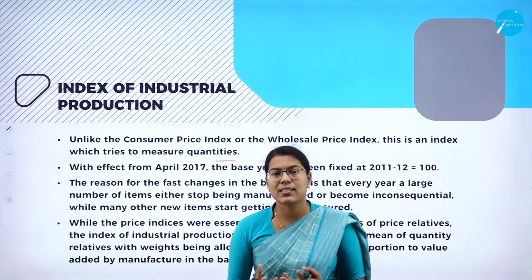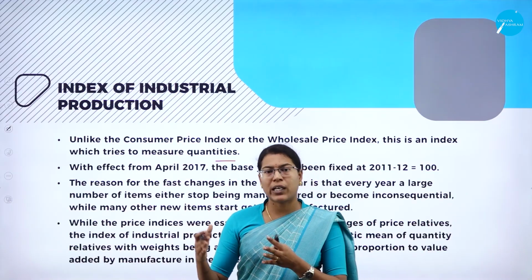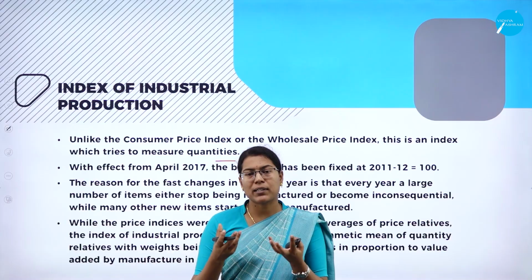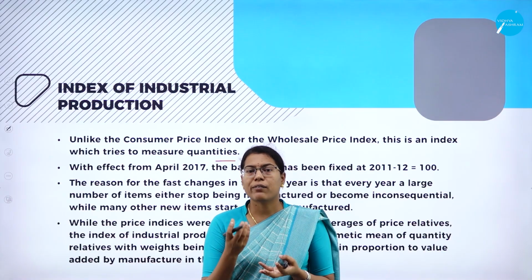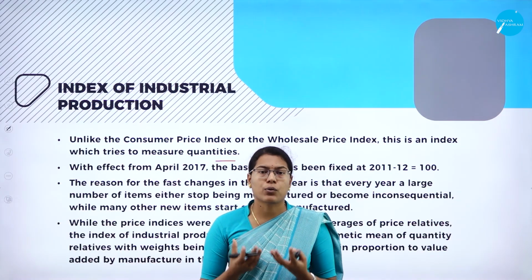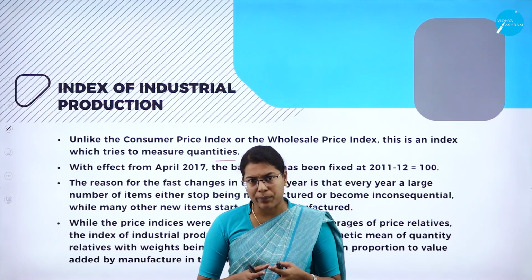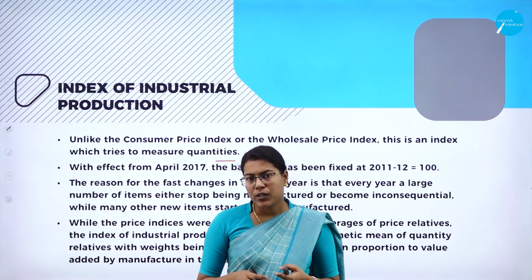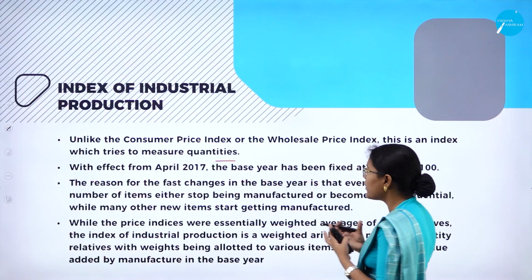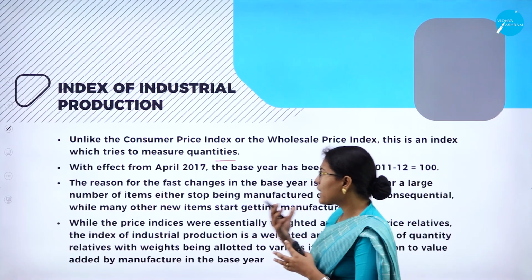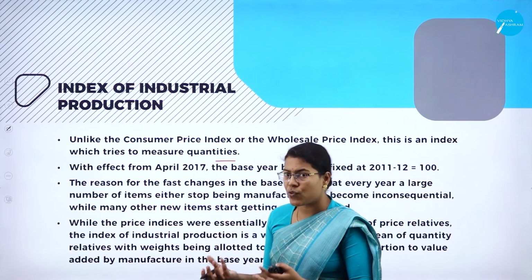So the production has been increasing year by year. Say, for example, the GDP of a country defines the total value of the goods produced in a country for a particular year. So here, as we can see, the quantities of production which have increased is called industrial production.